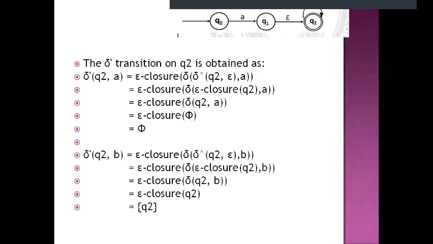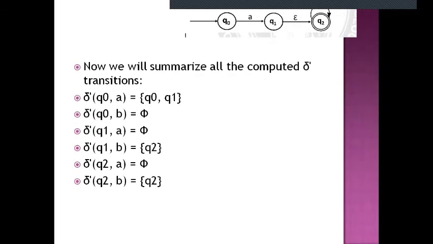Similarly, find δ' of (Q2, A), which is φ, and δ' of (Q2, B), which is Q2. Finally, summarize the answer. That is δ' of (Q0, A) is Q1, Q2, δ' of (Q0, B) is empty, δ' of (Q1, A) is empty, δ' of (Q1, B) is Q2, δ' of (Q2, A) is empty, δ' of (Q2, B) is Q2.